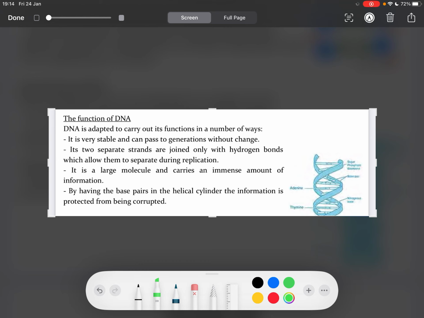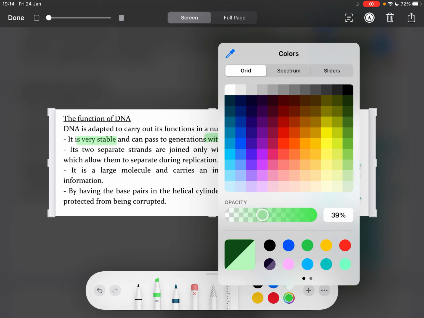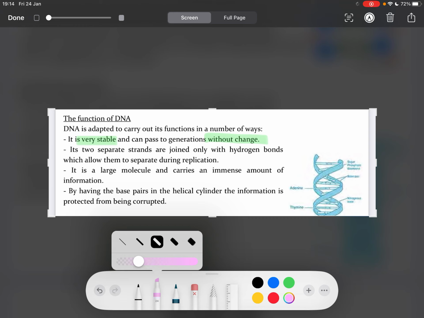So, the function of the DNA. Basically, DNA is adapted to carry out its functions in a number of ways. Number 1, it's very stable and can pass to generations without change. Say after me: DNA is adapted by being very stable and can be passed to generations without change. Number 2, which is very important as well: its 2 separate strands are joined only with hydrogen bonds. Why is that important? To allow them to separate during replication.